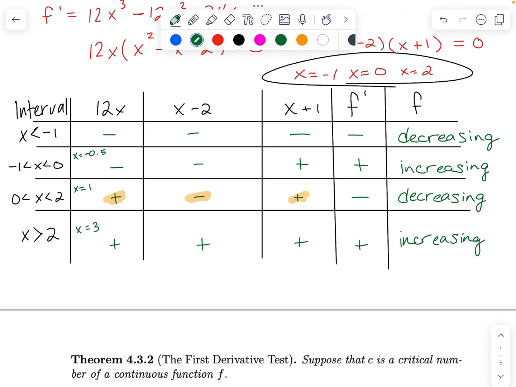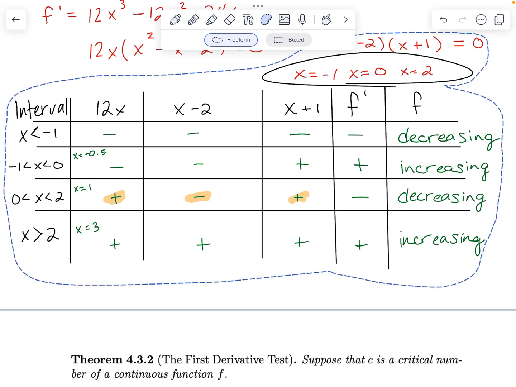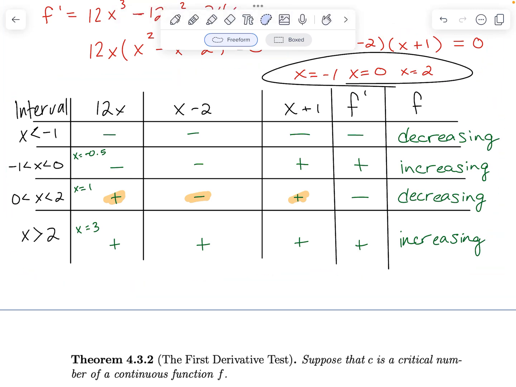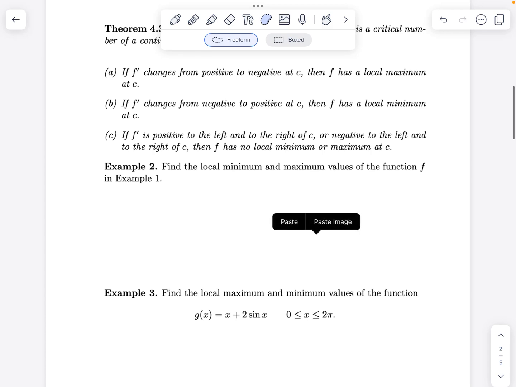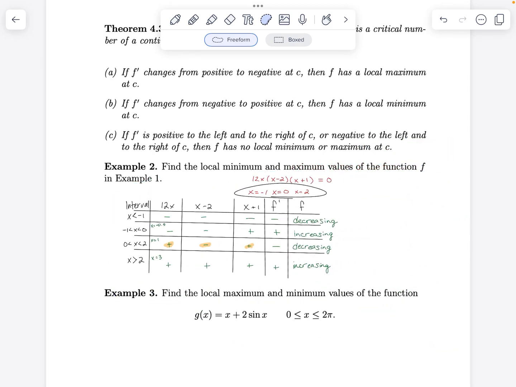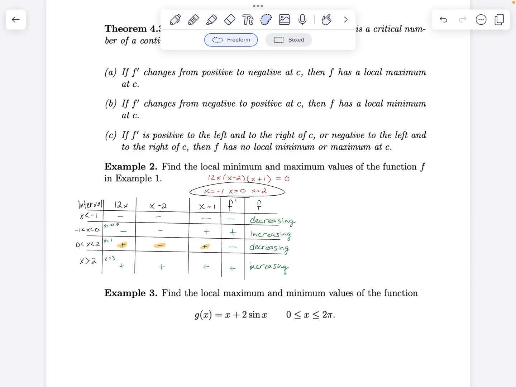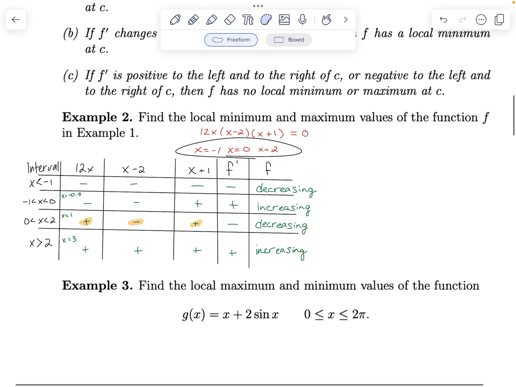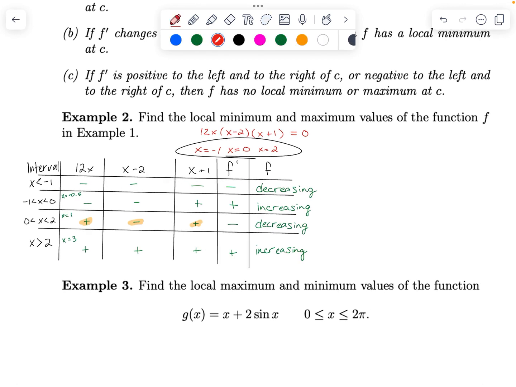So let's take a look at a few key ideas here. Let's go back to our example from above, from the last page. I'm going to copy this. Zoom in. So here's what we're looking at. If I go from a positive slope to a negative slope, I have a max. If I go from a negative slope to a positive slope, I have a min.